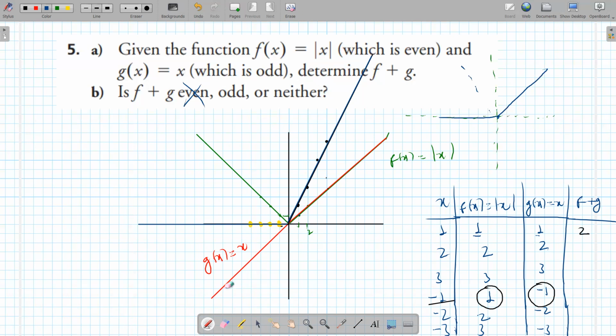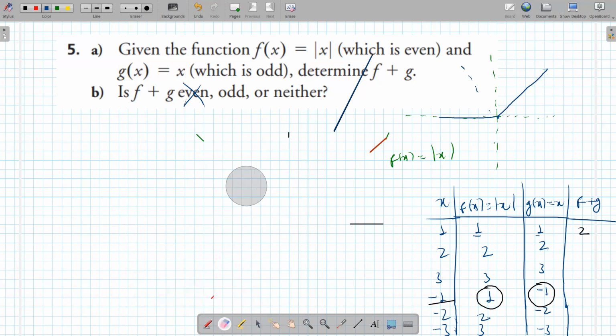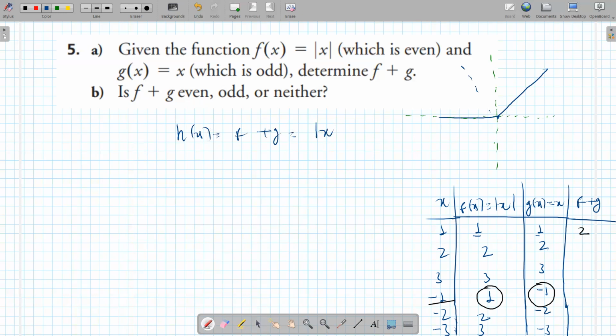We can prove this algebraically. So let's call it h of x or whatever. h of x is f plus g. So your h of x, your final function, is the absolute value of x plus x, okay? That's your h of x. What's h of negative x? If this is h of x, what's h of negative x?